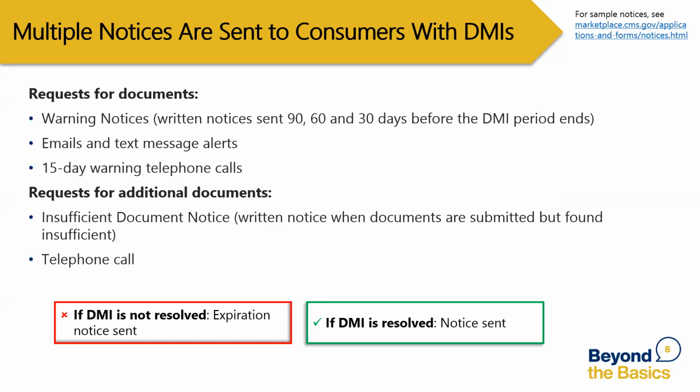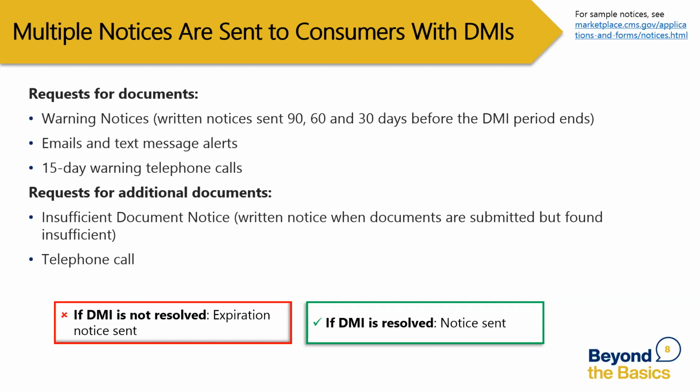So that is not where it ends. They will continue to get additional requests for more information. There'll be some warning notices, and those notices will be sent 90 days out, 60 days out, and 30 days before this data matching issue needs to be resolved, right?